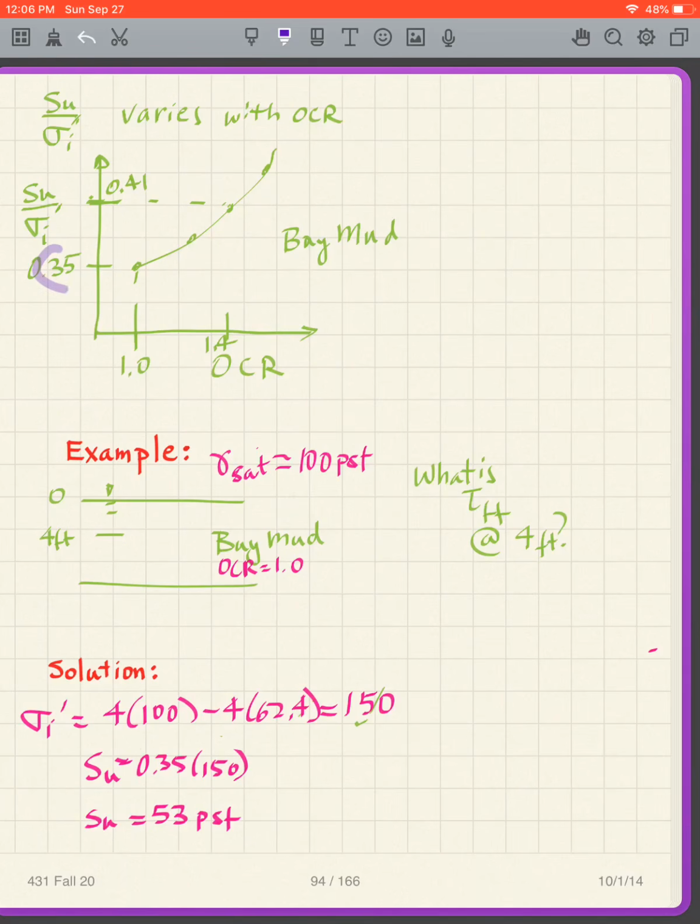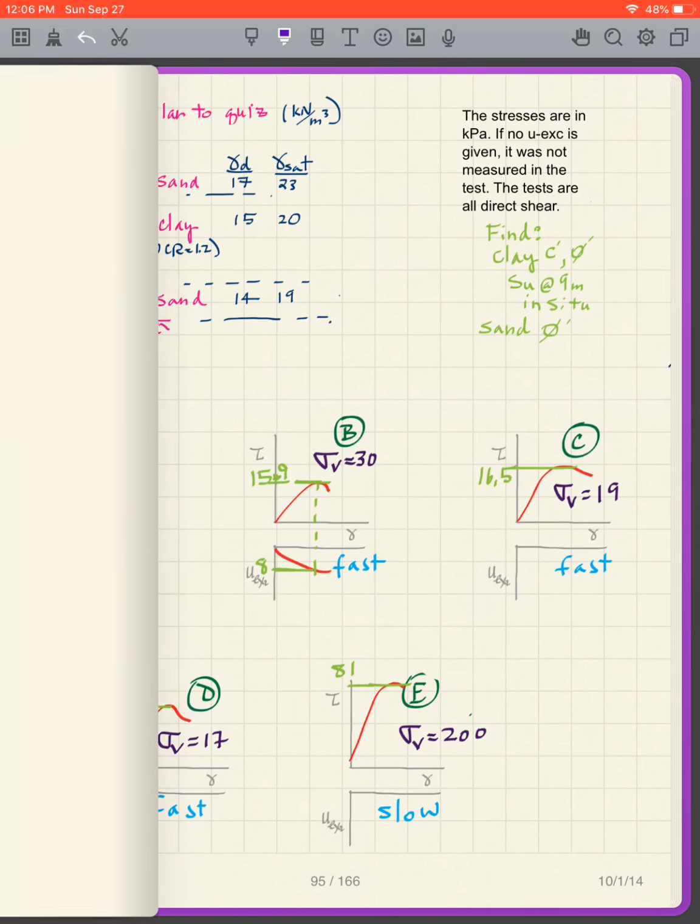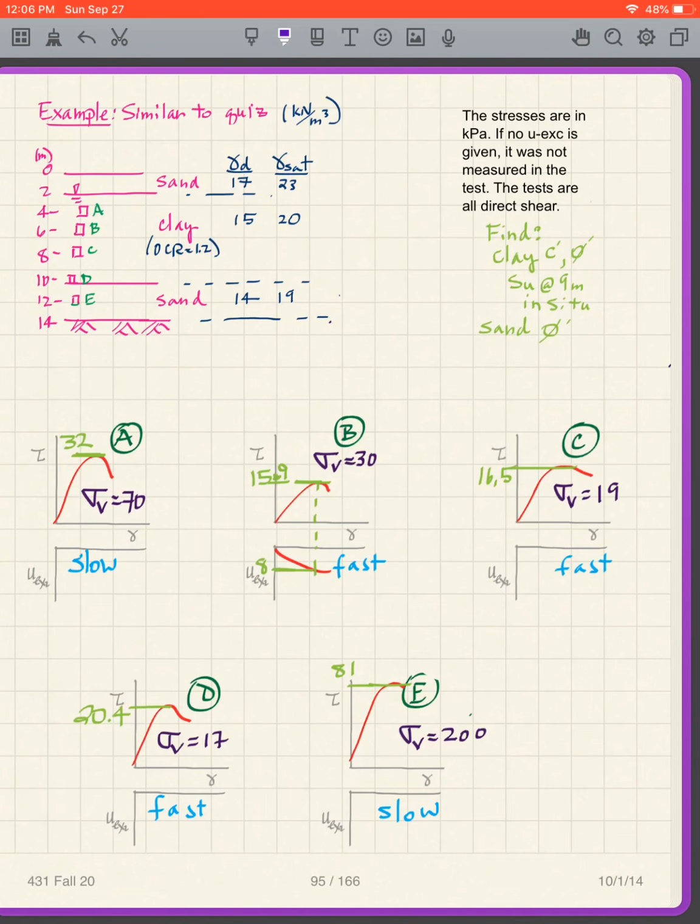We don't even do any tests. We just simply use this number, which is a common number. Now, of course, you wouldn't use this for any sort of final design or anything like that, but it gives you a ballpark number to get started with, whatever evaluations you need to do. So once you have that SU over sigma prime I, you can do a lot with it. Okay, so another problem that would be similar to a quiz.